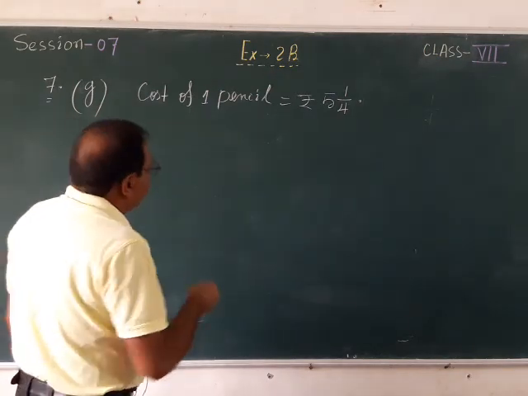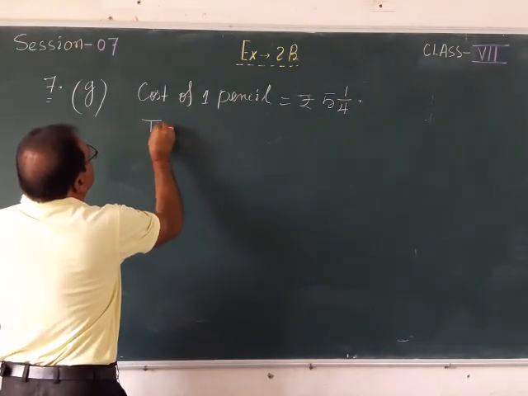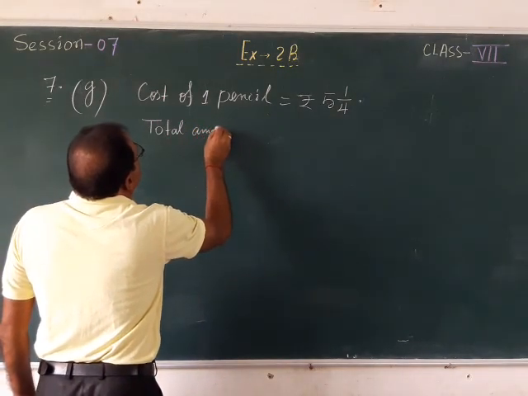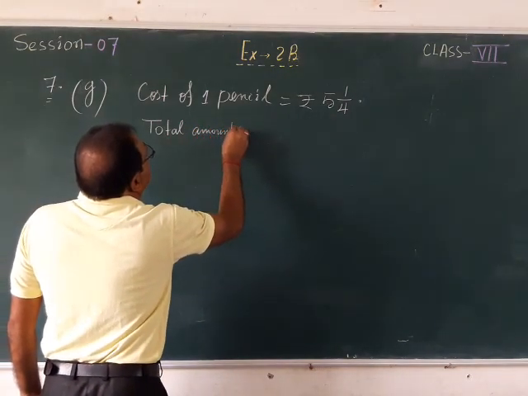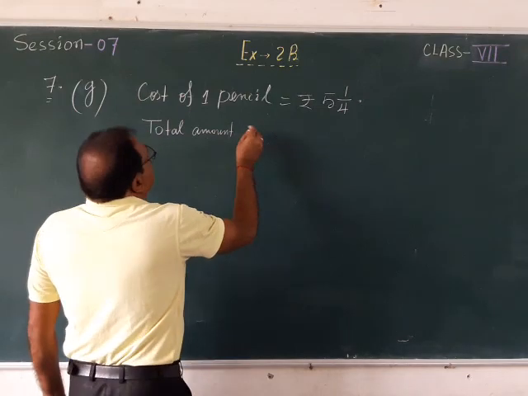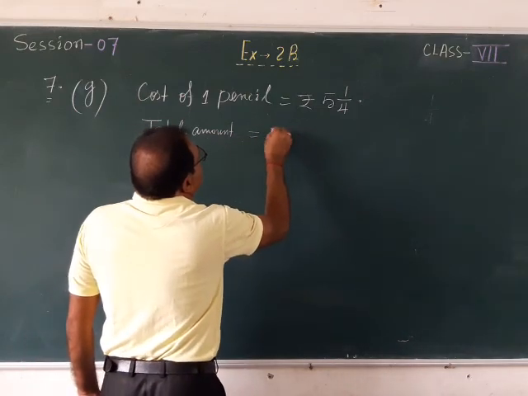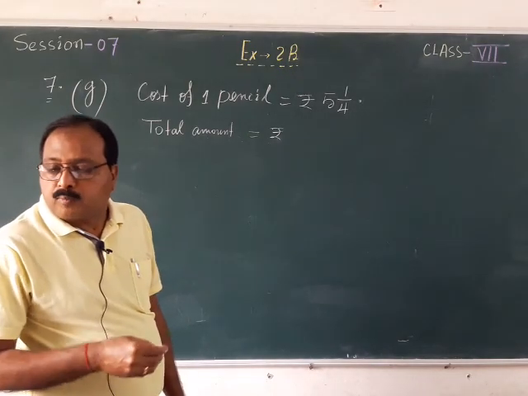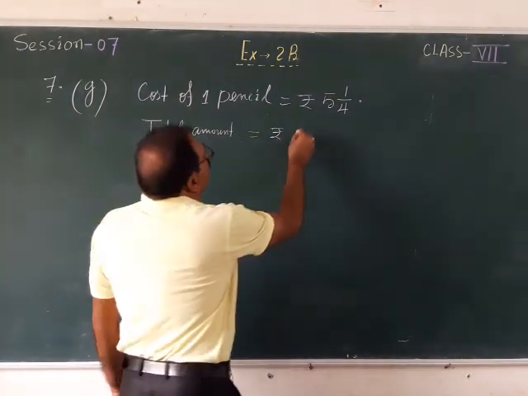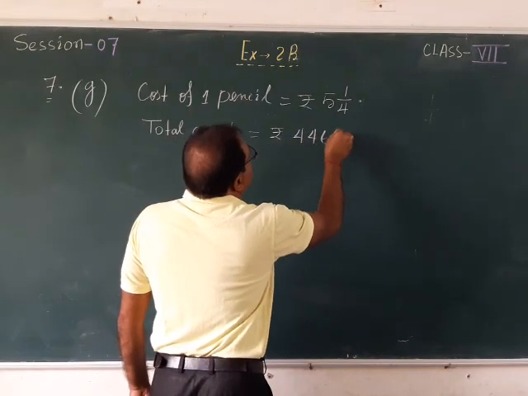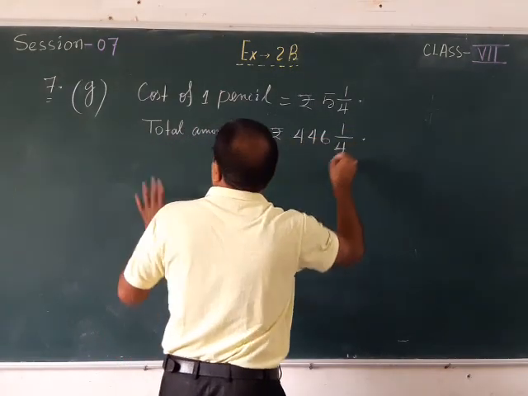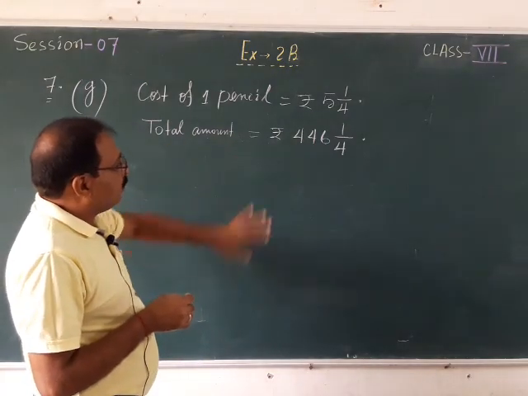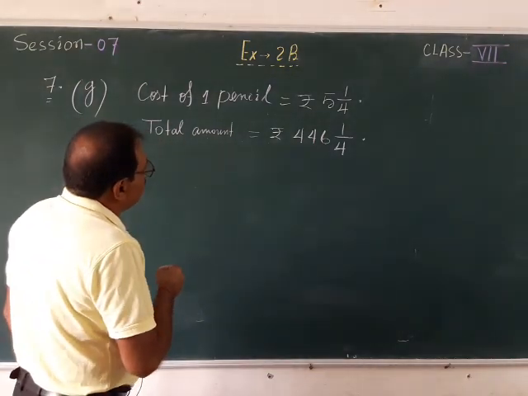Now the total selling amount. Total amount or total sale. How much total amount has he got? After selling the entire pencils he has got rupees 446 and 1 by 4. This is the total selling amount.